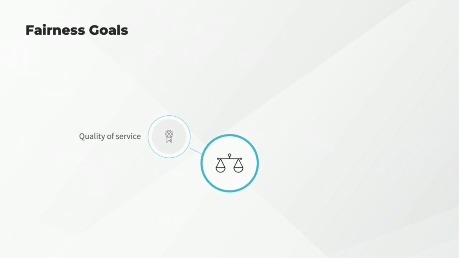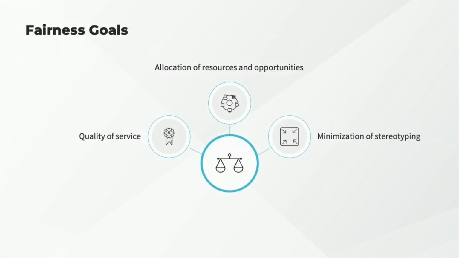Fairness goals. We'll start with quality of service. This means ensuring similar service quality across all demographic groups, including marginalized groups. Then there's the allocation of resources and opportunities. This means designing AI systems to minimize disparities in essential domains like finance, education, or healthcare. And minimization of stereotyping. What we're referring to here is designing AI systems to minimize potential stereotyping or demeaning outputs.